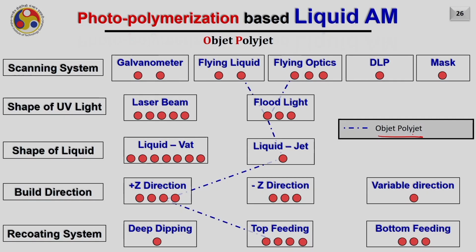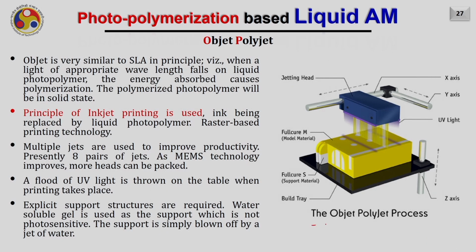So in the case of Objet PolyJet, we use flying liquid and flying optics. We use a floodlight instead of the laser beam. We use liquid jets and build the part in the plus Z direction only, and also feed the material from the top. So this is how a typical Objet PolyJet process looks.